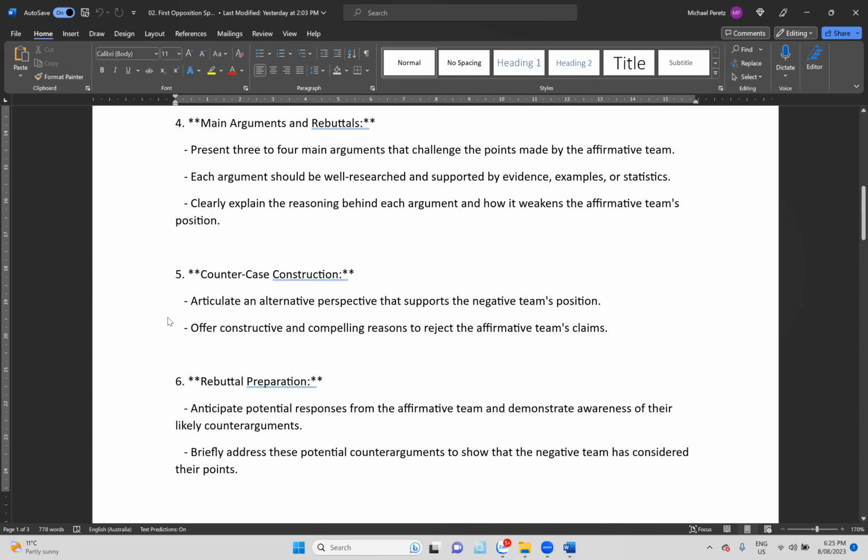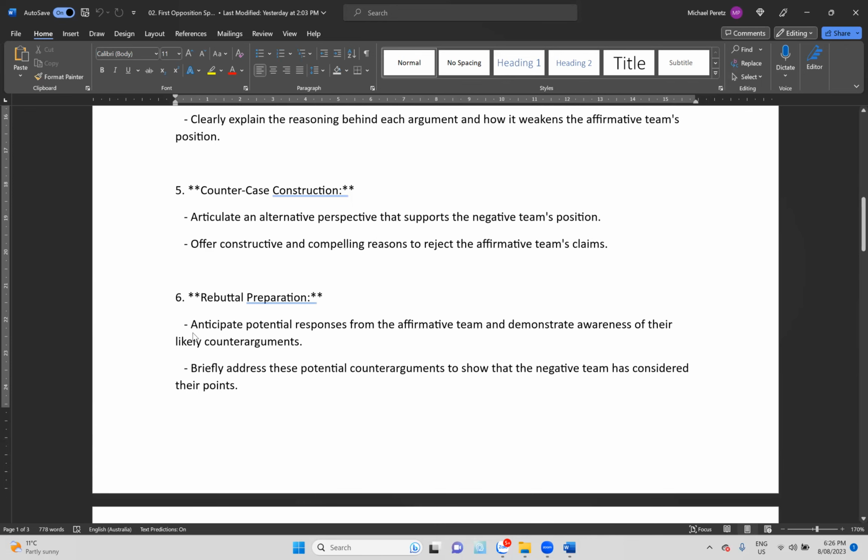Next, we're going to come up with our counter-arguments. So we want to give a different point of view that supports the negative team's position. And we want to come up with some interesting and well thought out reasons for why the audience should reject the affirmative team's point of view.